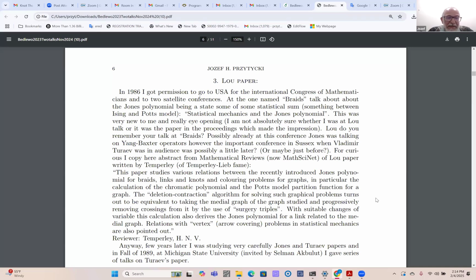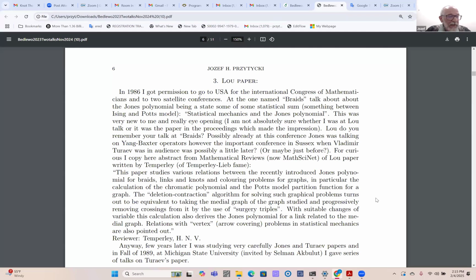So Temperley writes: this paper studies various relations between the recently introduced Jones polynomial for braids, links, and knots, and the colouring problem for graphs. In particular, the calculation of the dichromatic polynomial and the Potts model partition function for a graph. The deletion-contraction algorithm for solving such graphical problems turns out to be equivalent to taking the medial of the graph studied and progressively removing crossings from it by the use of a surgery triple. With suitable changes of variable, this calculation also derives the Jones polynomial for a link related to the medial graph. Relation with the vertex covering problem in statistical mechanics is also pointed out.